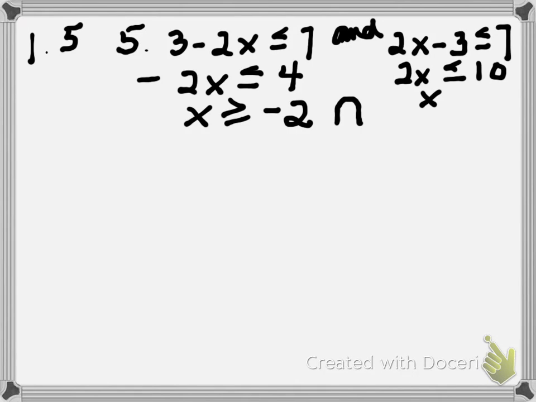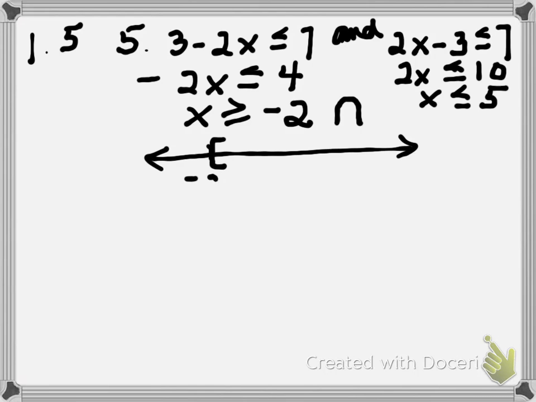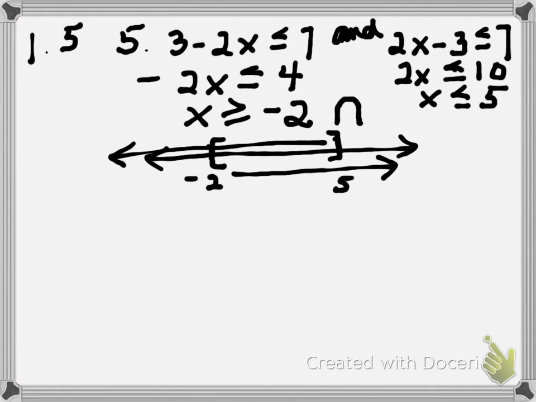And divide by 2. Does not reverse the inequality. So now let's take a look at a number line also for this problem. So I have x greater than or equal to -2. That's everything shading from -2 inclusive, that's the bracket, to the right. Less than or equal to 5 is a bracket and shading everything to the left.